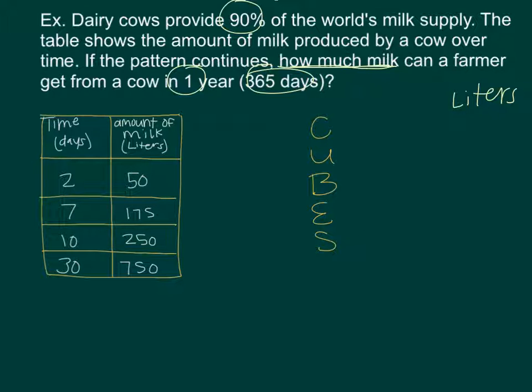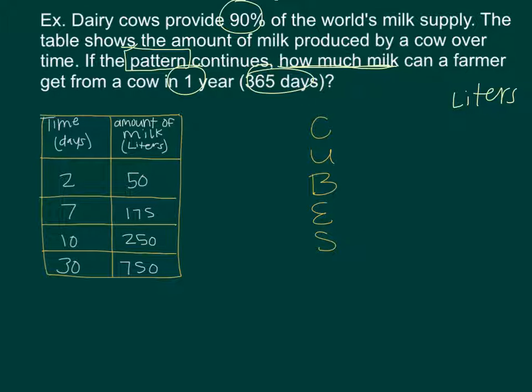Now I want you to notice that my liters is bigger than the number of days. So in 365 days, I better have more than 365 liters. I'm going to box any keywords. Let's use this word pattern again.